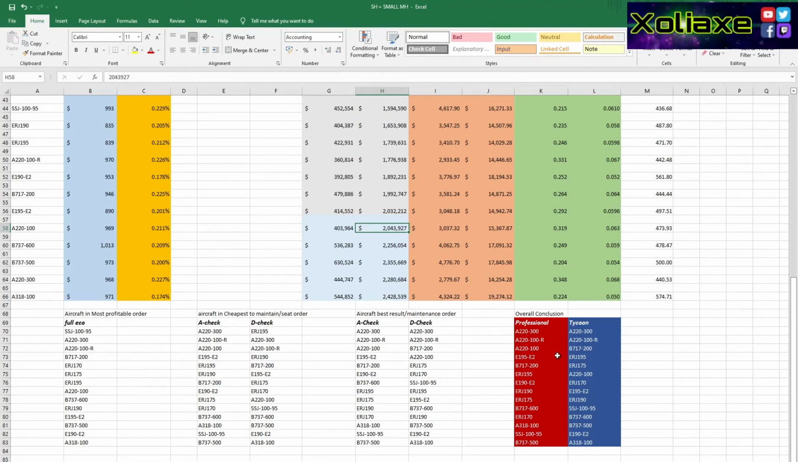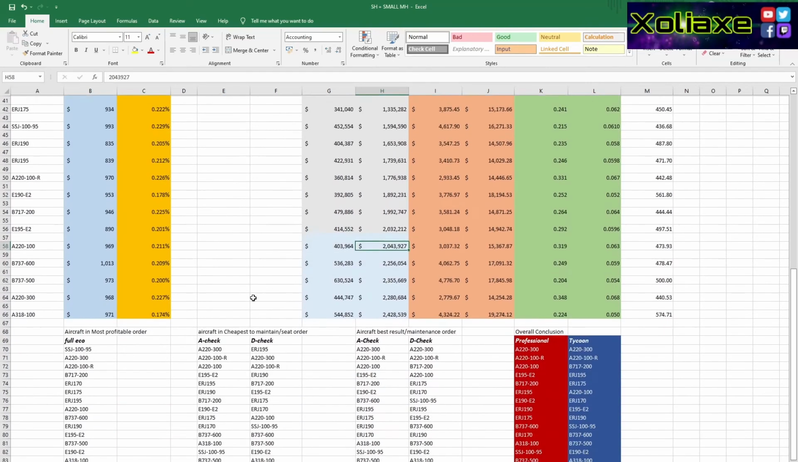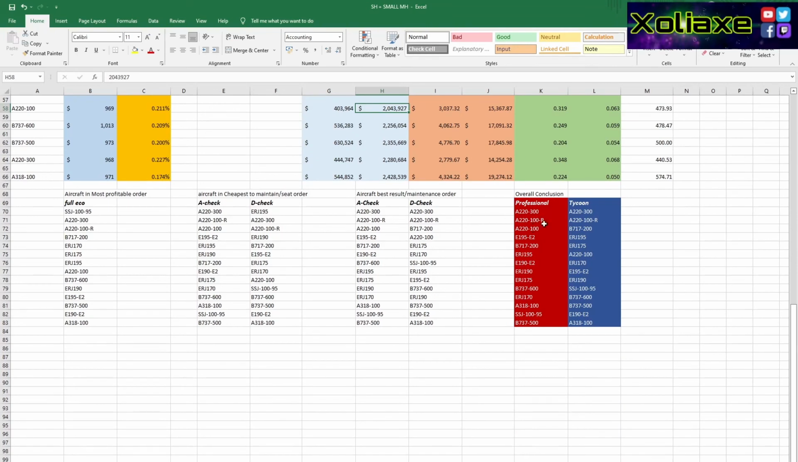Right, overall conclusion then for these, the A220-300 is your go-to. It's high passenger capacity, relatively cheap to maintain for the amount of passengers you're carrying. Yeah, you're carrying 160 passengers, it's cheaper than the A318, and you're carrying an extra 34 passengers. Not much more expensive than the 737s, and you're taking an extra 28 passengers compared to them. So your A220-300, that's for both modes.